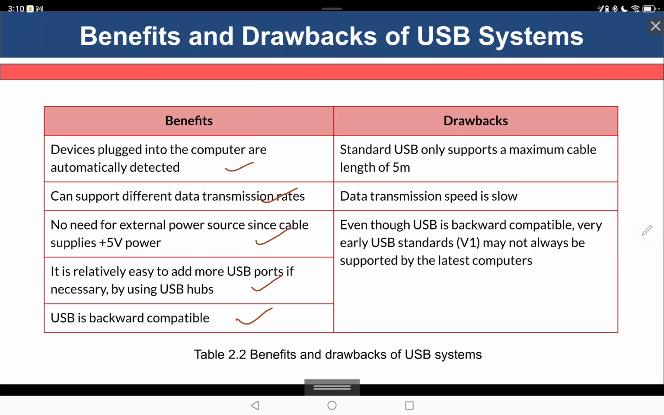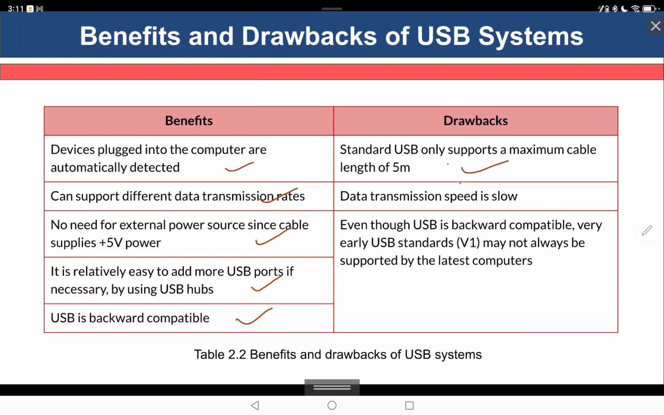Then the drawbacks. So we say that standard USB only supports a maximum cable length of 5 meters. So USB cables can't be too long. If they are over 5 meters, the signal may become weak, causing issues in data transmission.